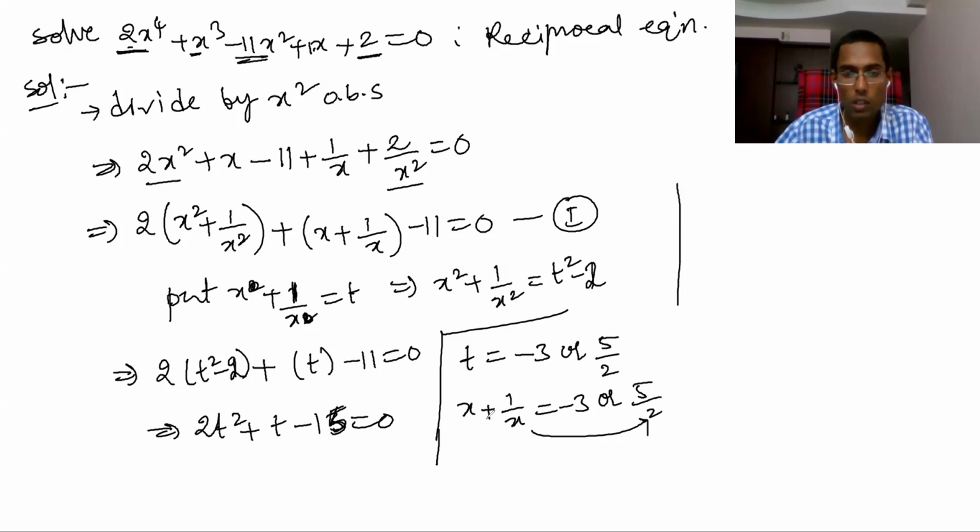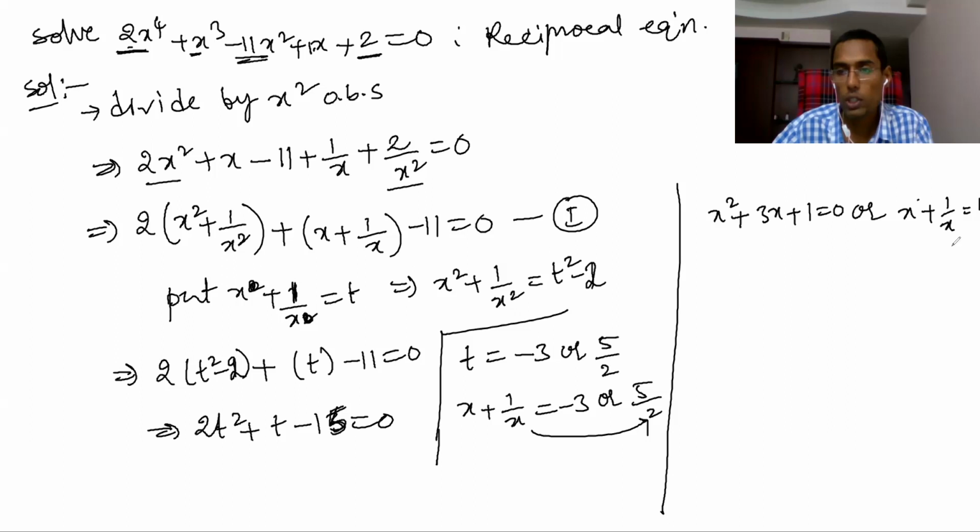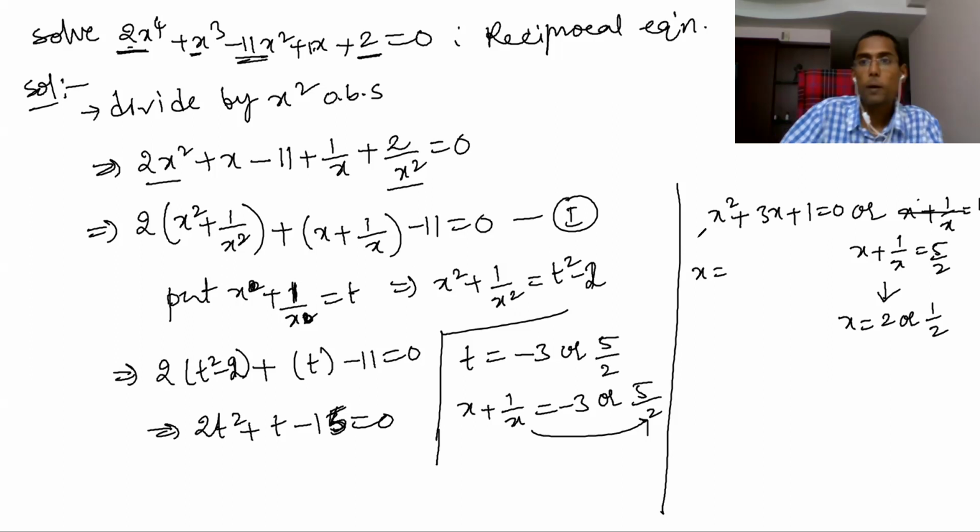So from this, from first, you are going to get x square minus 3x plus 1 equal to 0, or this becomes x square, x plus 1 by x equal to 5 by 2 you are going to get. If you solve this one, x equal to either 2 or 1 by 2, because our last question is the same. Here you solve this one, you are going to get irrational roots. So this is one model problem. Okay, so we are going to see the next model.